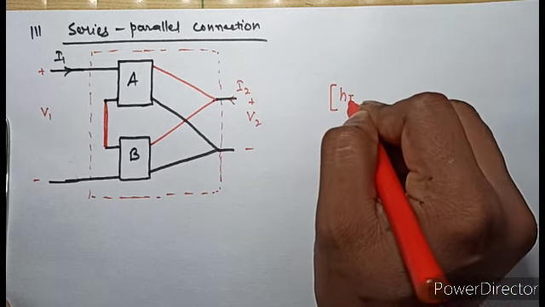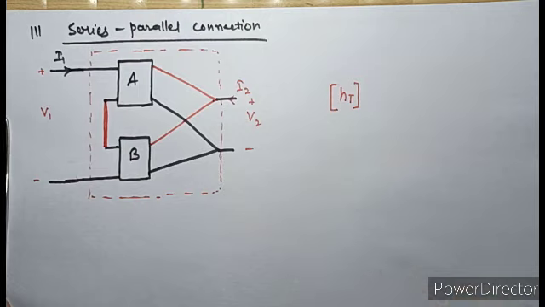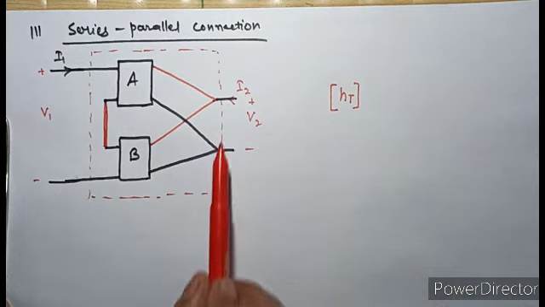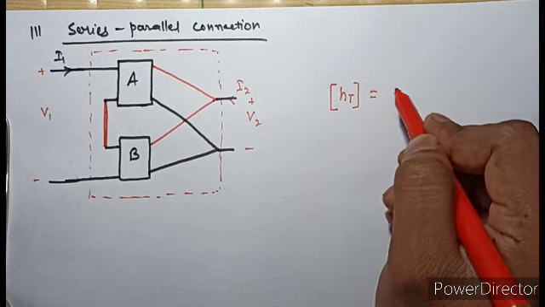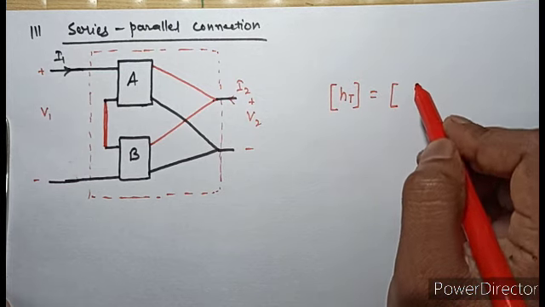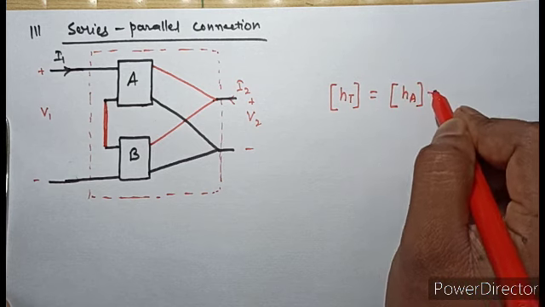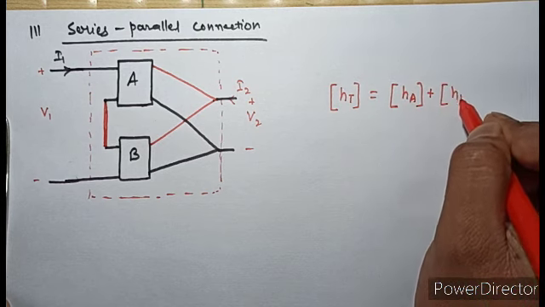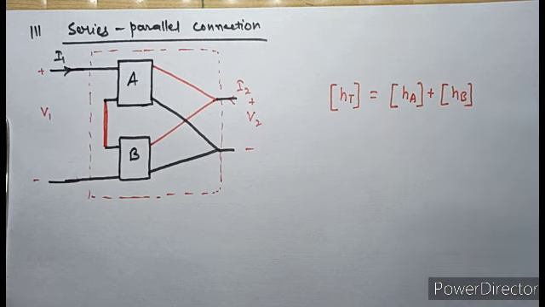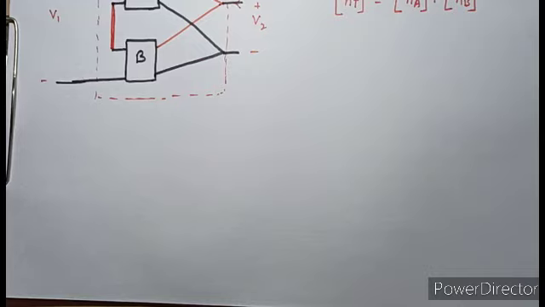Means the H parameter of the resultant network will be equal to the sum of the individual H parameters, means H parameter of A plus H parameter of B. Clear?